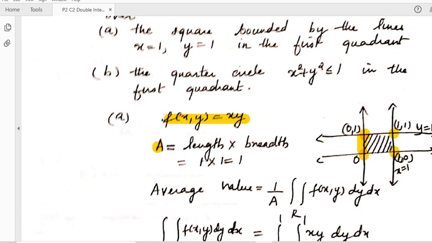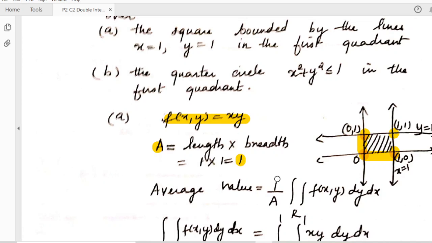Similarly, this point is 1, 0 and this is 0. So the difference between these two is 1. So our length is equal to 1. Breadth is also equal to 1. So the area of this region is length into breadth, that is 1 into 1 equal to 1.